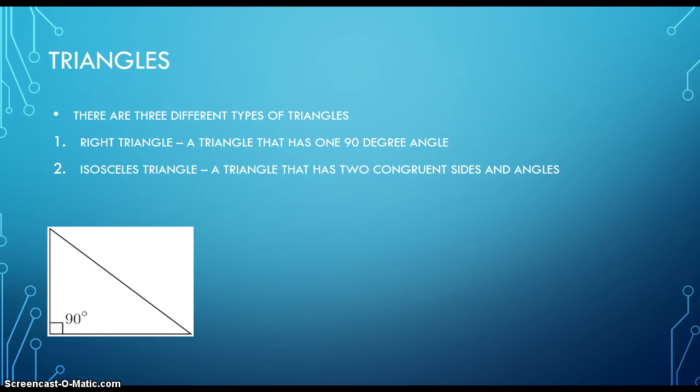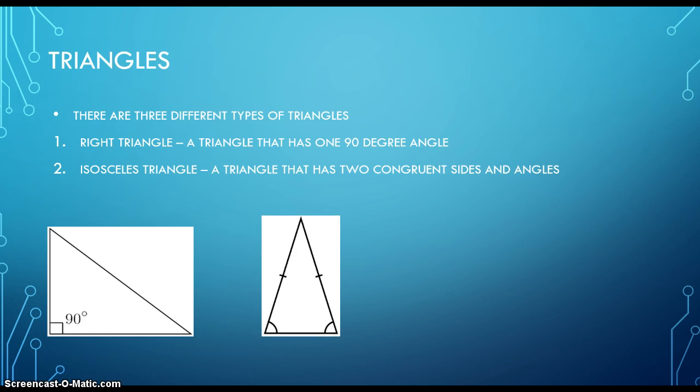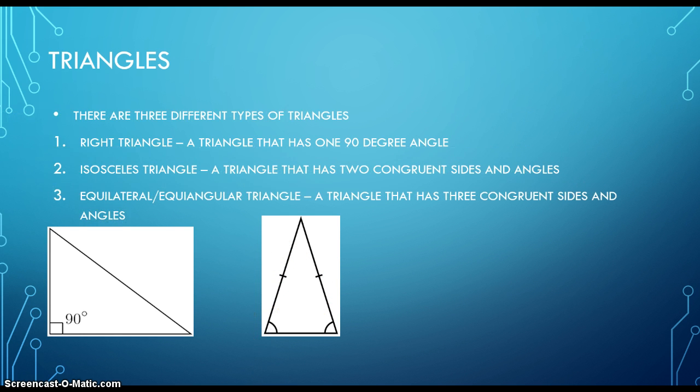Next is an isosceles triangle, a triangle that has 2 congruent sides and angles. Notice the word congruent. Congruent is almost interchangeable with equivalent, but not necessarily. An isosceles triangle has 2 congruent sides, which you can see are marked right here, and 2 congruent angles, based upon the definition of isosceles. The third type is an equilateral or equiangular triangle, a triangle that has 3 congruent sides and angles.